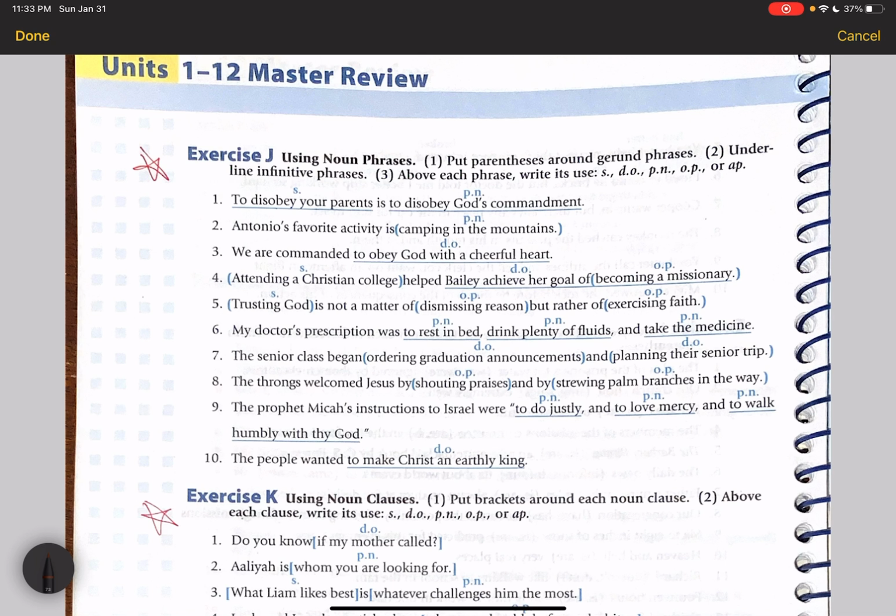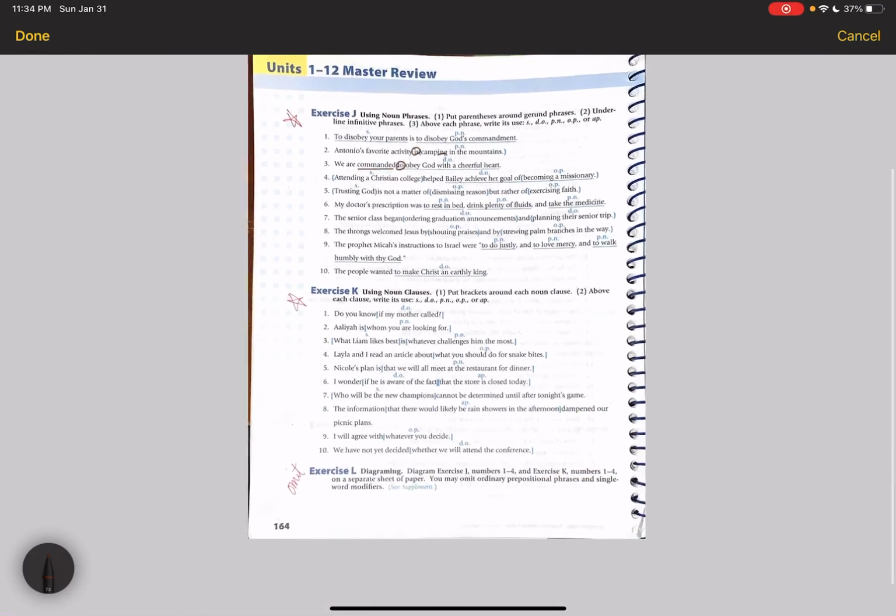Number 2, Antonia's favorite activity is camping in the mountains. So there we have a gerund phrase marked by the ing on the end of that verb. Camping in the mountains. It's the predicate nominative of the sentence because it's following a to be verb and it's identical to the subject. One more. We are commanded to obey God with a cheerful heart. So this is an infinitive phrase because it starts with to, and it's the direct object because it answers the question what of the verb. All right, so much for that exercise. That will also be useful for your test.